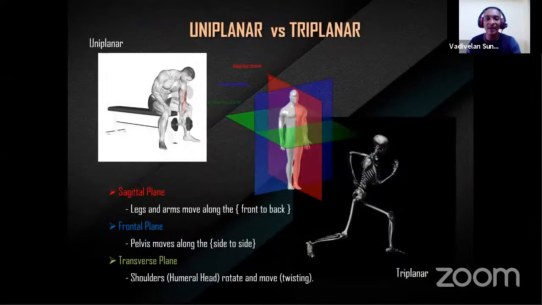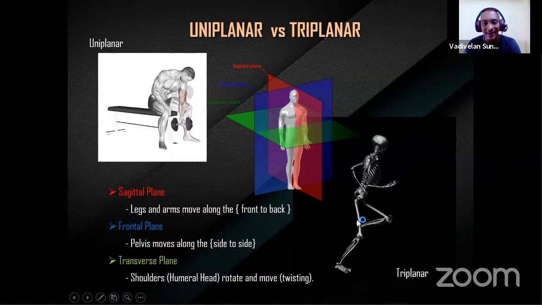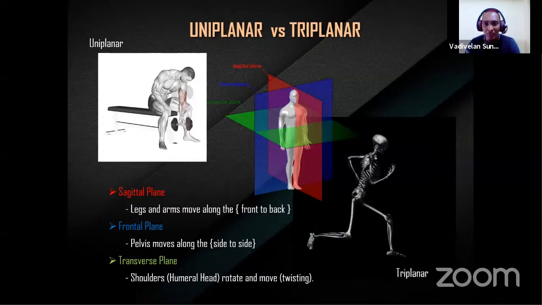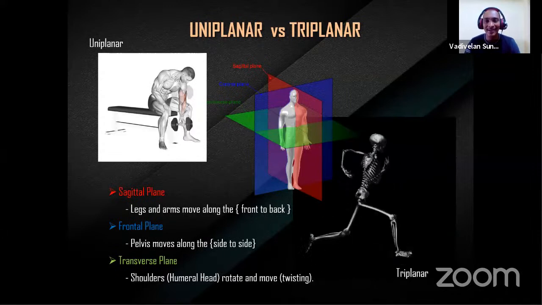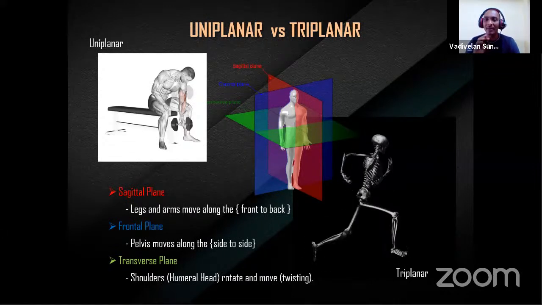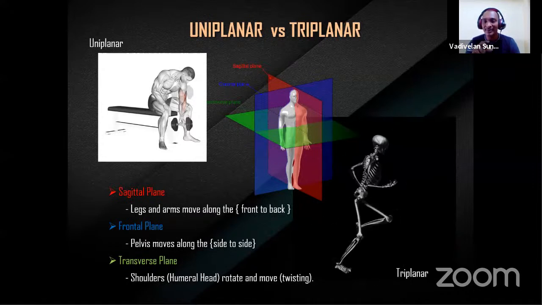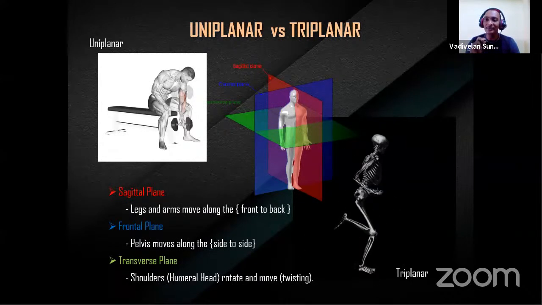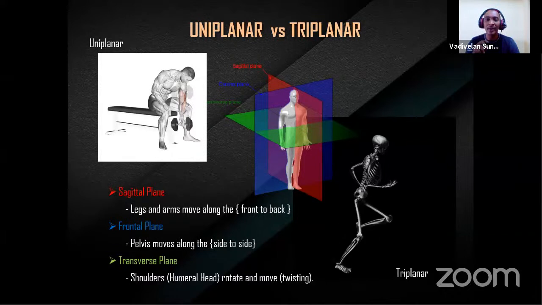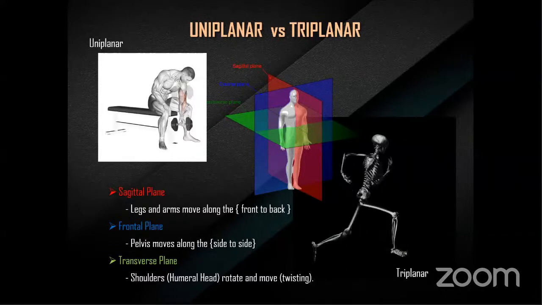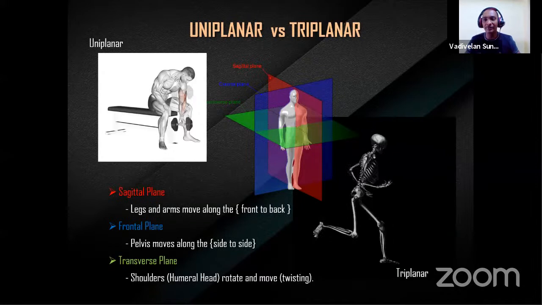As I said, isolated muscles work uniplanar. I have given the example of a bicep curl. We know all three planes: sagittal, coronal, and transverse. Take running: we think our body moves in one direction. Definitely it does not. Our body's movement is a matter of planes, and our body is performing in three planes. One is the sagittal plane movement: the legs and arms move in the sagittal plane.